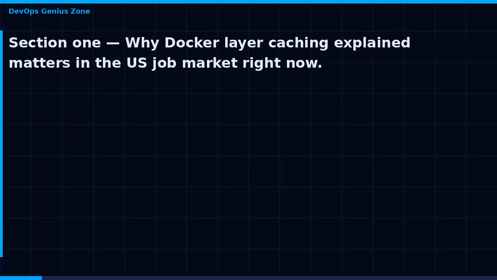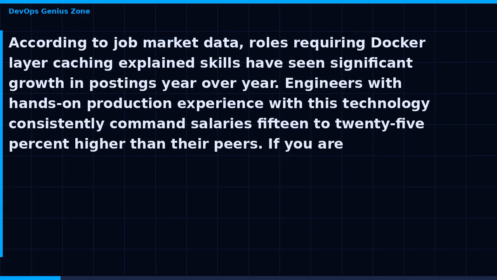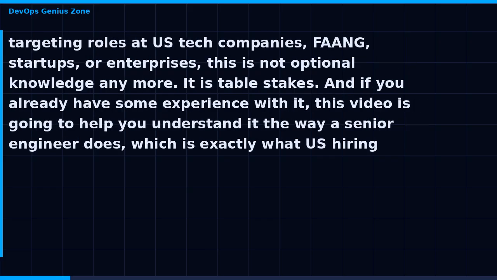Section 1: Why Docker layer caching explained matters in the US job market right now. Docker is the containerization technology that powers modern cloud infrastructure at companies like Netflix, Amazon, and Google. Every DevOps engineer in the US job market is expected to know Docker deeply. According to job market data, roles requiring Docker layer caching explained skills have seen significant growth in postings year over year. Engineers with hands-on production experience with this technology consistently command salaries 15 to 25% higher than their peers.